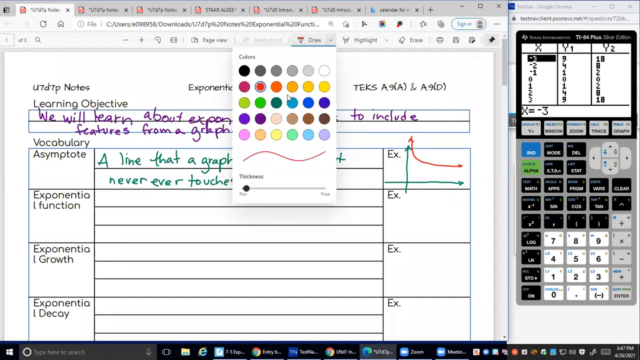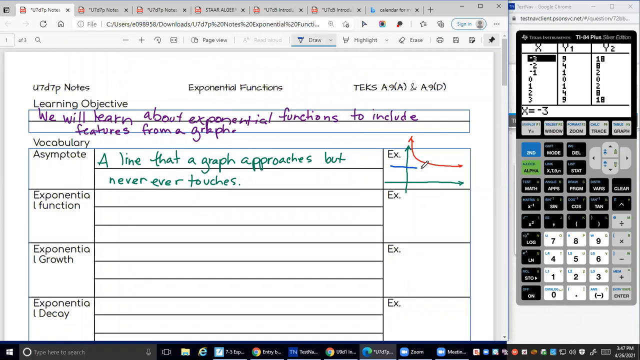Well, right here, let's say this is the line that it never, ever gets below, right? And this is on the y-axis. Let's say that this value is 5. So our equation is going to be y equals 5, okay? And that would be our asymptote, y equals 5, okay?